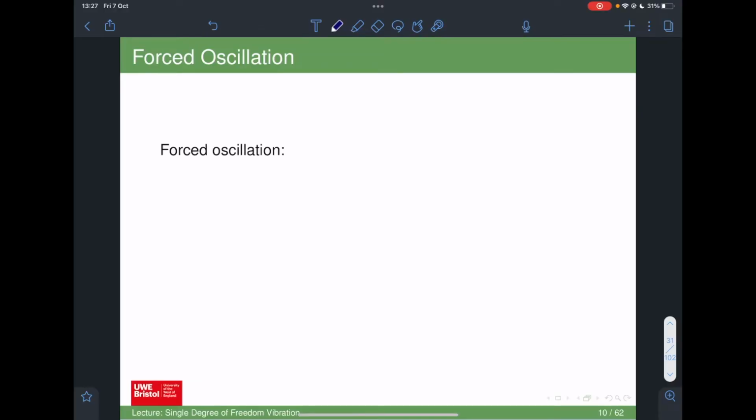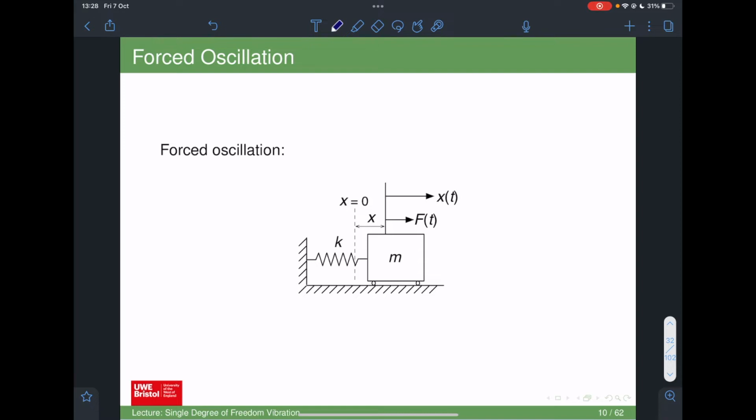Okay, so what happens now if we end up with a situation, same mass, same spring, same impact when you displace it, you let go, the spring is going to force it back, but this time I'm also applying a force to the mass. So this mass spring system actually has a force being applied to it, and that force is probably some function of time, F(t).